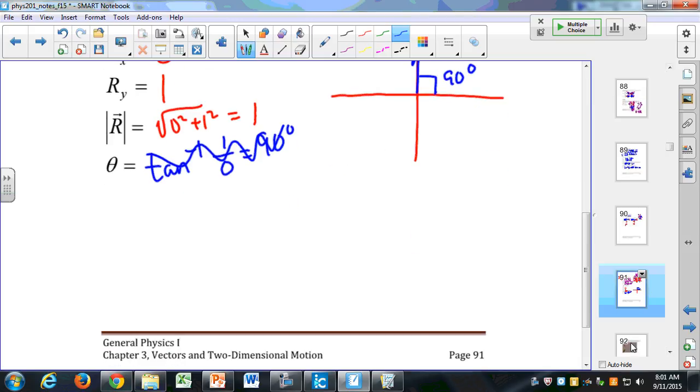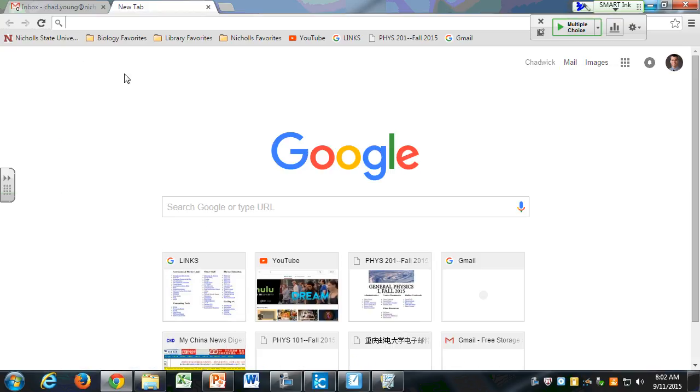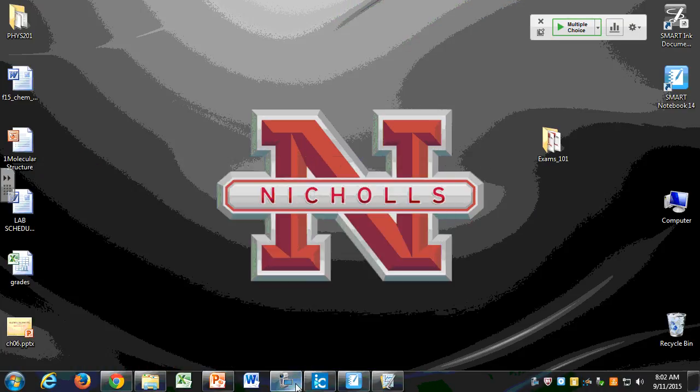Watch this little video. This is just a little French cartoon called Comic Strip. And it's about this little boy that gets invited to a birthday party. A little girl invites him to the birthday party, and he's walking to the birthday party. And just sort of want to think about his path that he takes, and what that path is in vector notation. So let's just watch the little clip. It's kind of a fun clip.